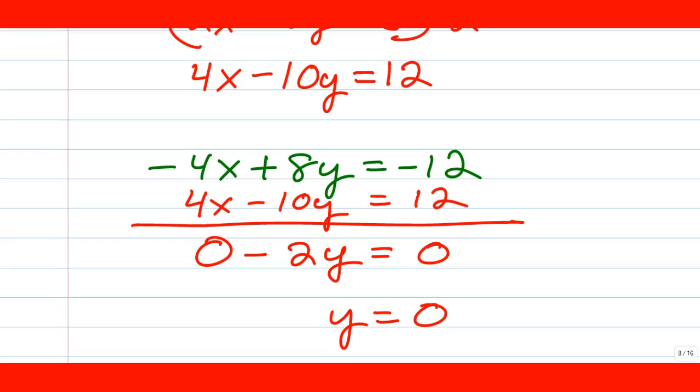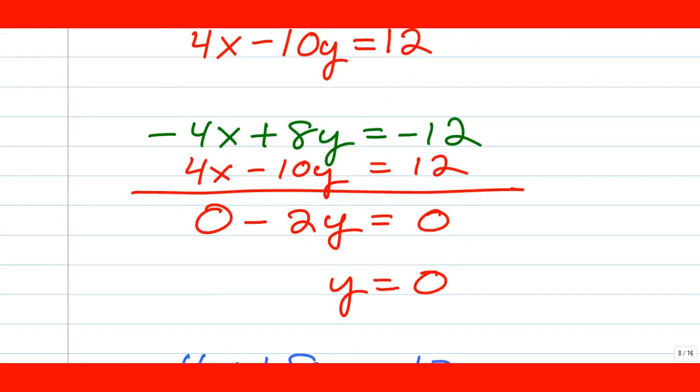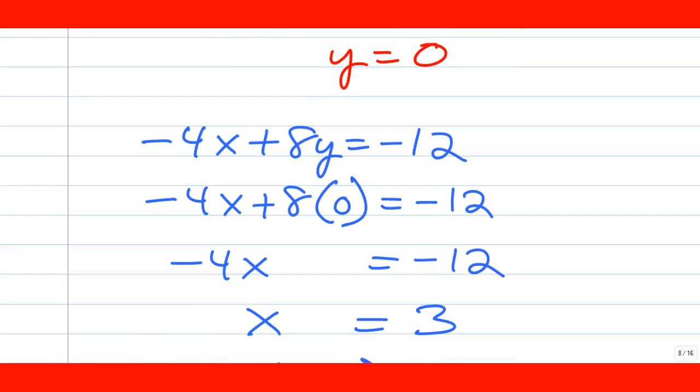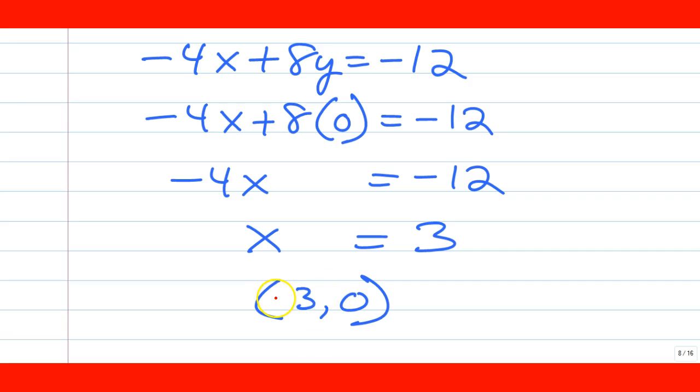Now I can take that value for y and plug it back into one of my equations above to solve for x. So I'll take the first equation, negative 4x plus 8y equals negative 12, and plug that 0 in on the y position. So that I'm left with negative 4x equals negative 12. Divide out the negative 4 on both sides, and it leaves me with x is equal to 3. So my ordered pair here is going to be (3, 0). Now this is an ordered pair, so don't forget to put it inside its parentheses or it's not completely correct.